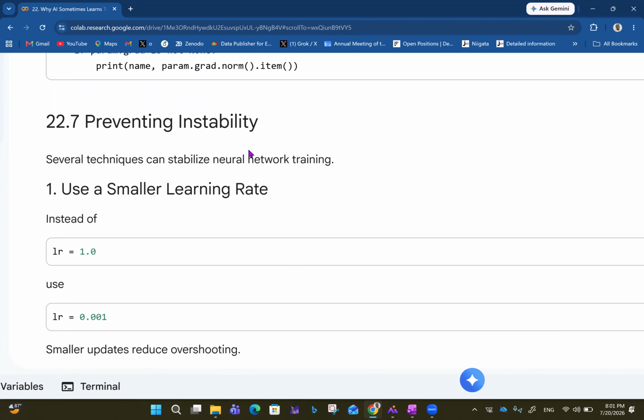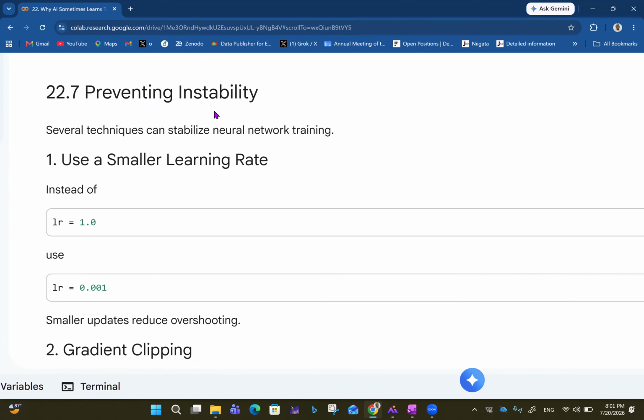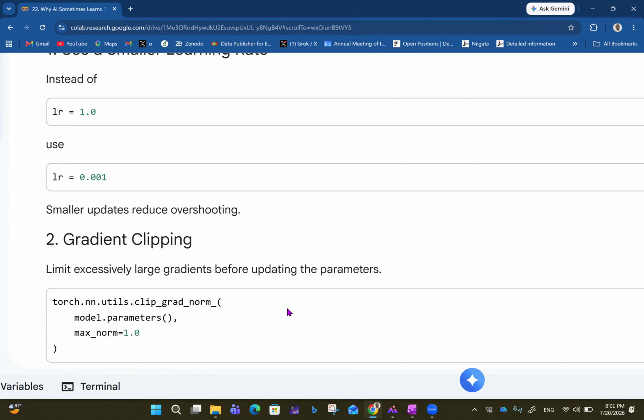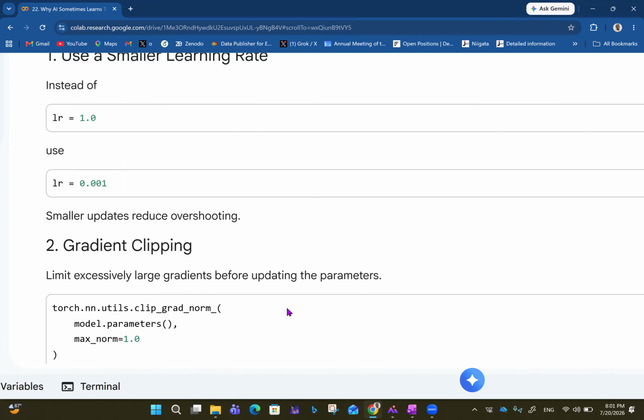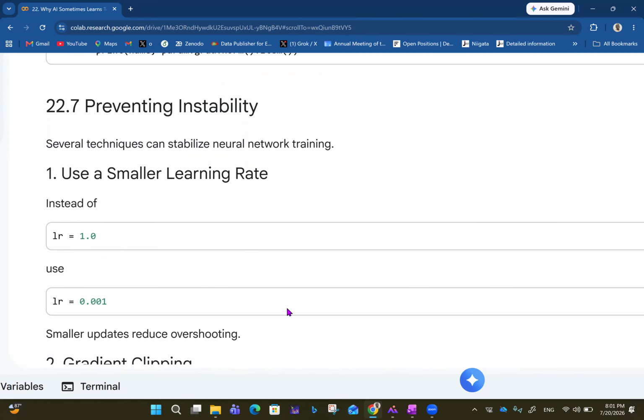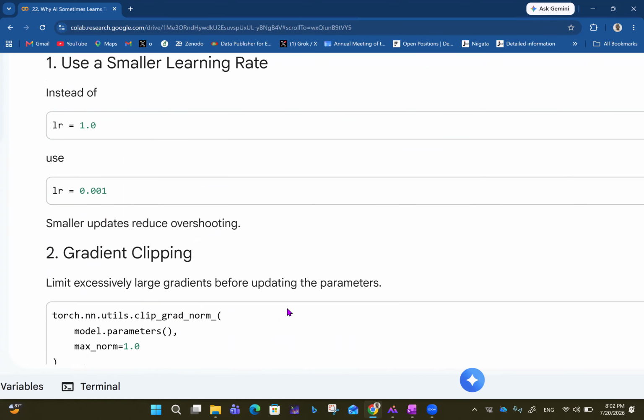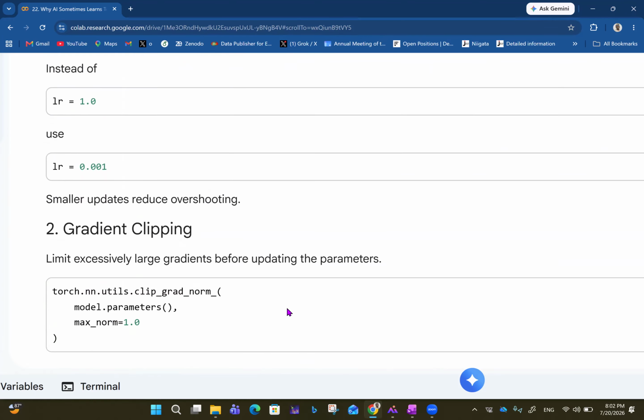So now, let's talk about preventing instability. Several techniques can stabilize neural network training. Number one, use a smaller learning rate. Instead of LR being 1.0, you can use a learning rate of 0.001. Smaller updates reduce overshooting. That's one way to prevent instability, by using smaller learning rates.